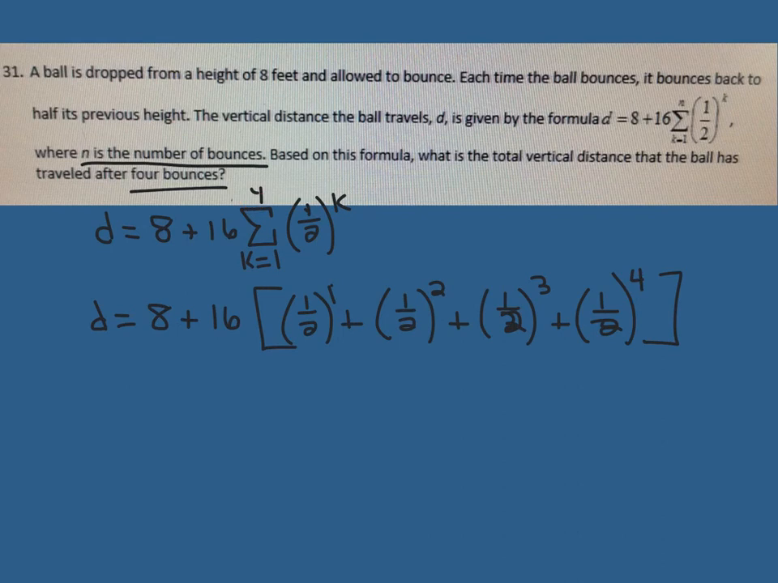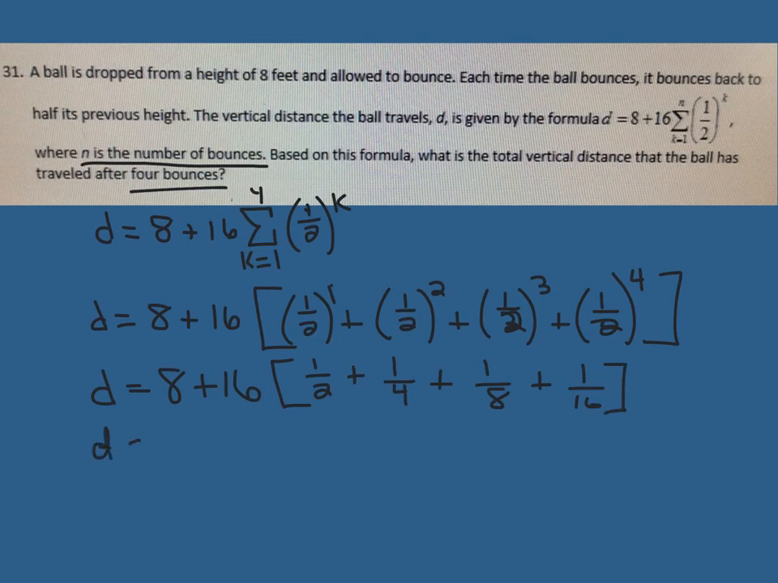So let's figure out what we have. d equals 8 plus 16 times 1/2 to the first, which is just 1/2. For 1/2 squared, when you square a fraction, you square the top and square the bottom, so 1 squared is 1 and 2 squared is 4. Now we cube the top and cube the bottom, so 1 cubed is 1 and 2 cubed is 8. Now let's raise the numerator and denominator both to the 4th power, so 1 to the 4th is 1 and 2 to the 4th is 16.